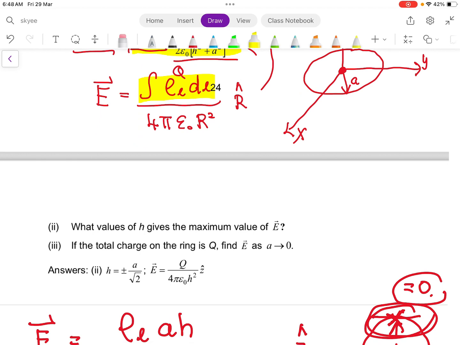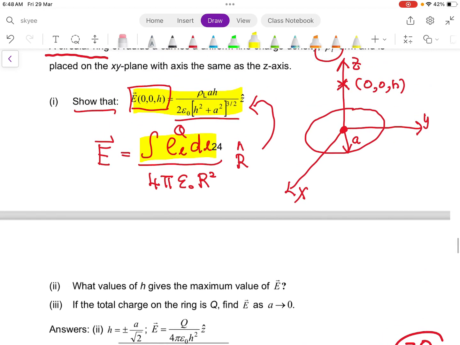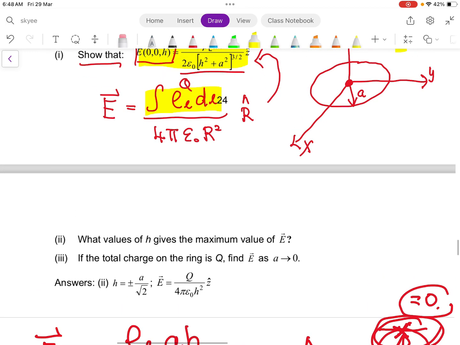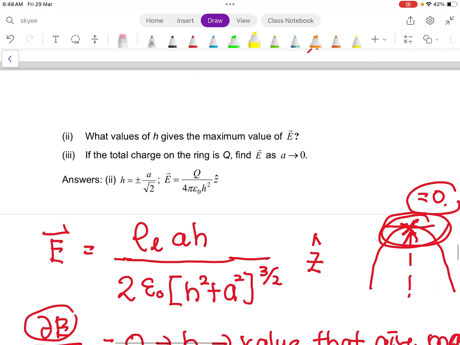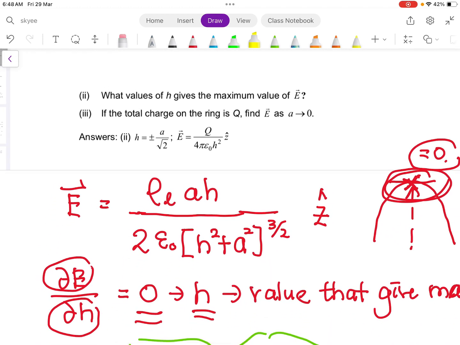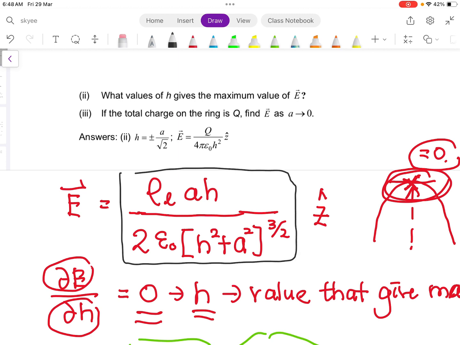What value of H? Where is the H? H is over here. So what value of H will give you the maximum value of E? How to do it? I will take the equation of E from question number 1. So this is the equation. This one is the magnitude, the value, and this one represents the direction.